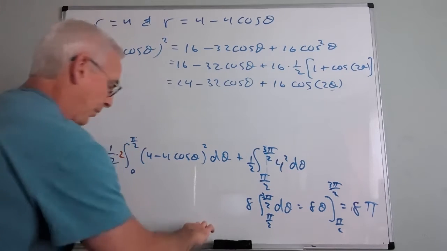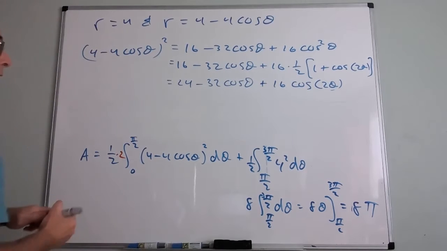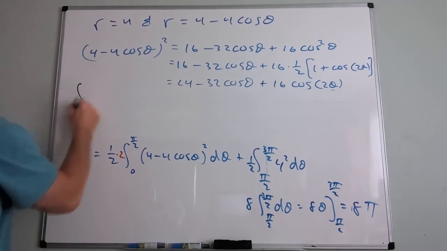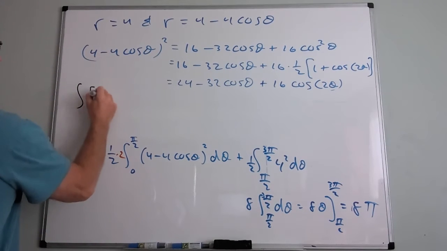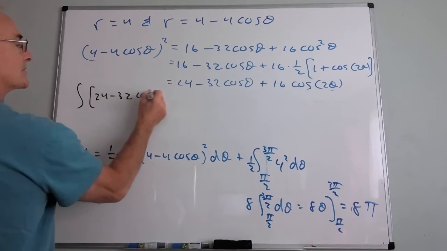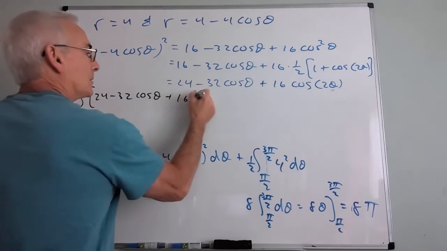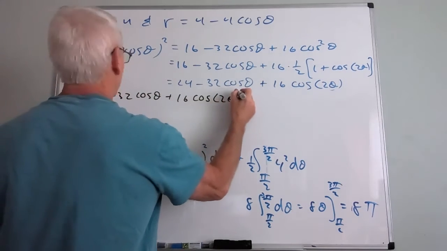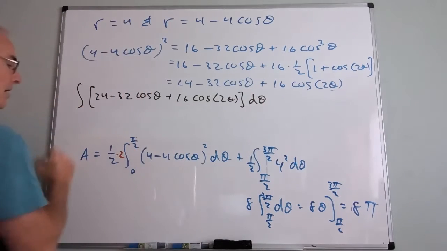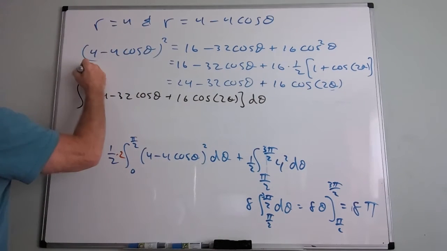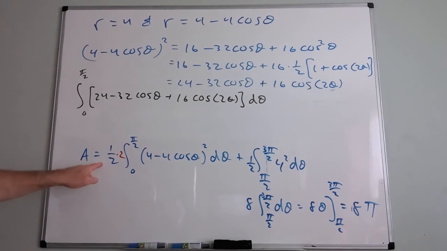So this part of the problem is now going to be the integral of 24 minus 32 times the cosine of theta plus 16 times the cosine of 2 theta d theta from 0 to pi over 2. I've already doubled, so the 1/2 and that will cancel. So now I just need to integrate this, and that's really not that terrible, okay? That particular integration, if I pull that off.